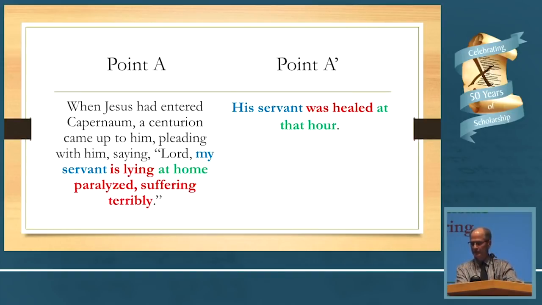And so the two A points, and now this is my translation of the Greek: when Jesus had entered Capernaum, a centurion came up to him, pleading with him, saying, "Lord, my servant is lying at home, paralyzed, suffering terribly." Now the blue matches up: his servant instead of my servant, and instead of suffering, he's healed. At that point, at that moment, literally the Greek is "at that hour." Sometimes that expression means at this instant. So in the first instance, he's at home. In other words, right now, he's at home. Now it's at that moment.